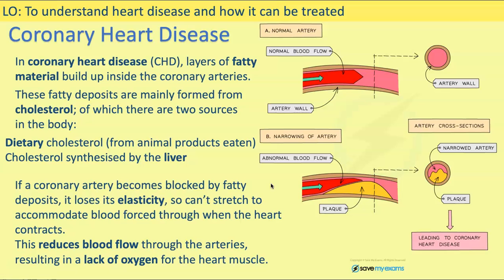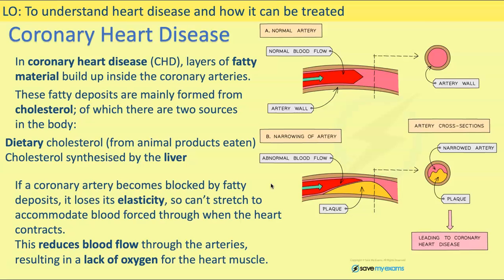Coronary heart disease is where you have layers of fatty material building up inside the coronary arteries. We've just said these fatty deposits are mainly formed from cholesterol. There are two main sources of cholesterol in the body. So the first one is your diet. If you eat animal products, you will consume some cholesterol in your diet. Cholesterol is also synthesized by our liver. So we actually produce cholesterol in our bodies as well.